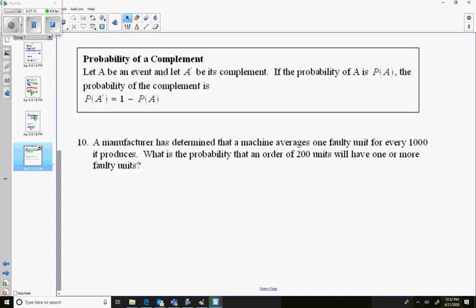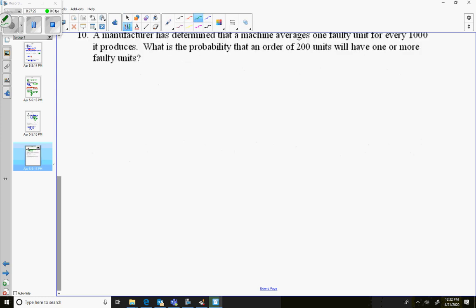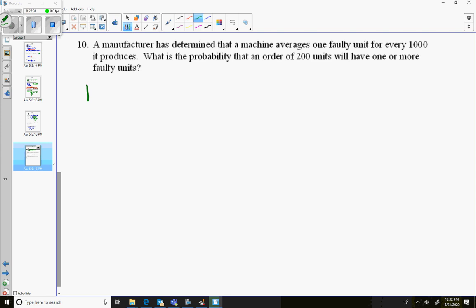So let's go the other direction. What is the opposite of 1 or more? That would be none are faulty. Now that is just one simple case. That is so much easier to work with. So let's work with that. What's the probability that none are faulty? We're going to call that our original event A. Probability that none are faulty.